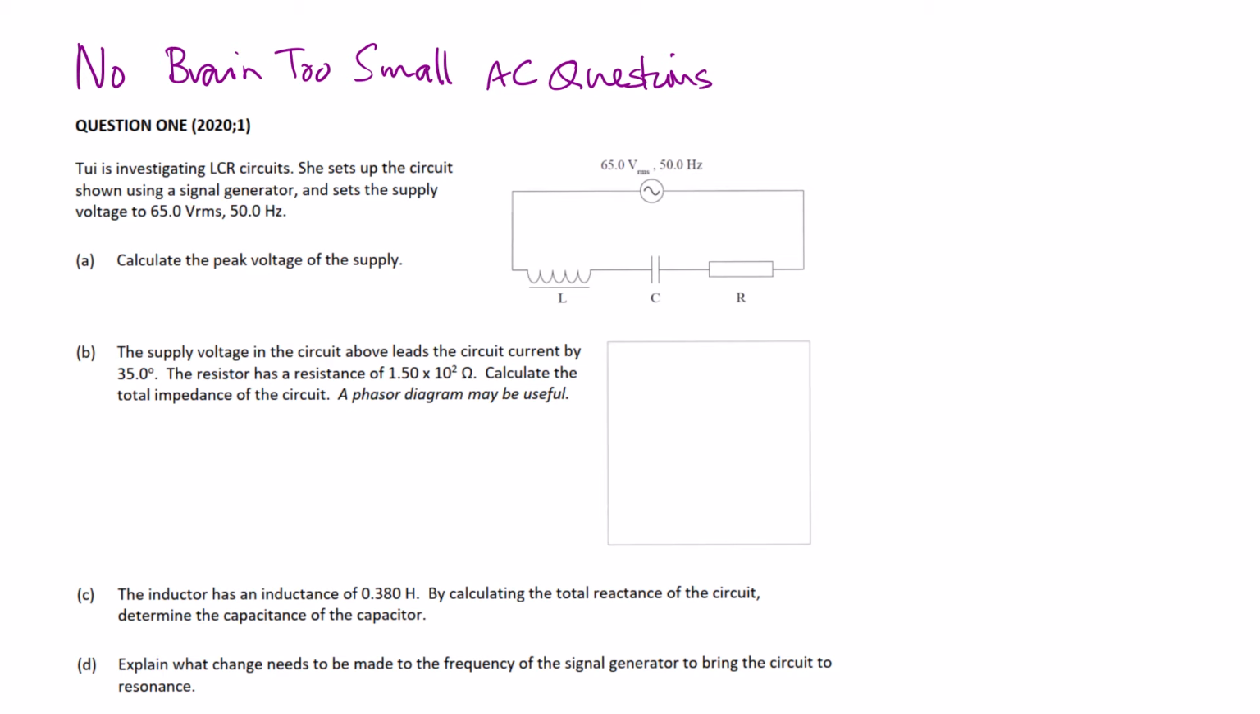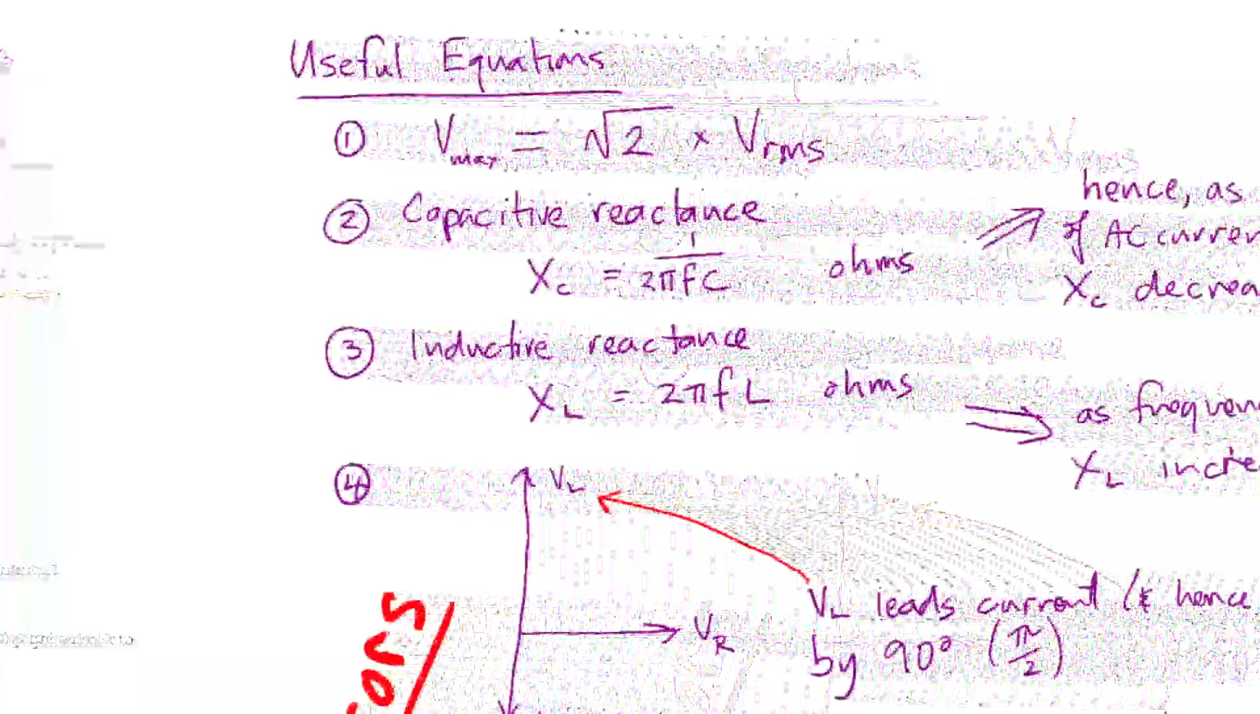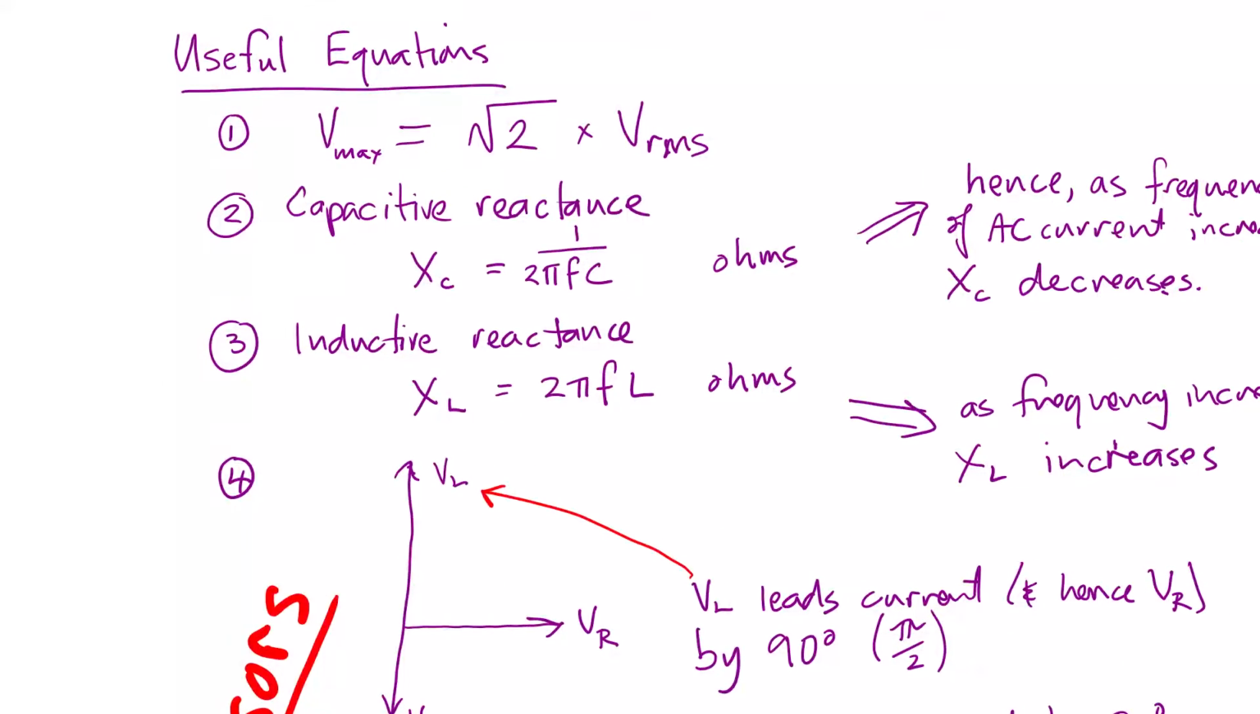Okay, this is a good question to start with. It's an LCR circuit. You can see we've got an inductor, a capacitor, and a resistor. Let's just remind ourselves of some of the relevant equations to this. Voltage maximum is equal to √2 times RMS voltage.